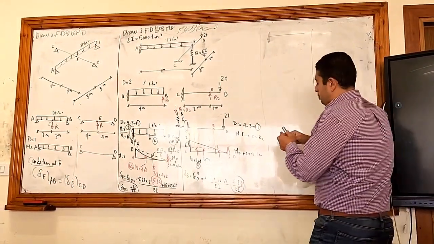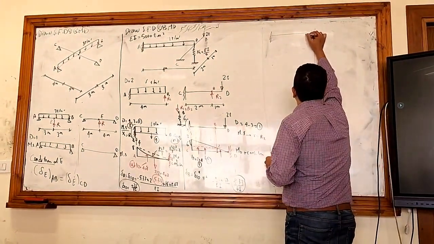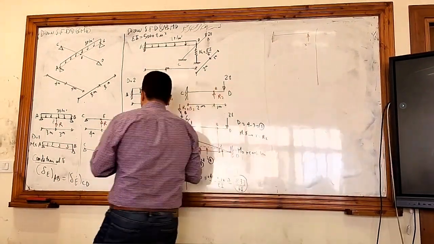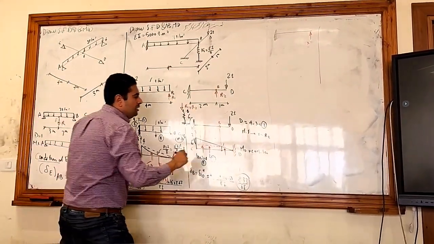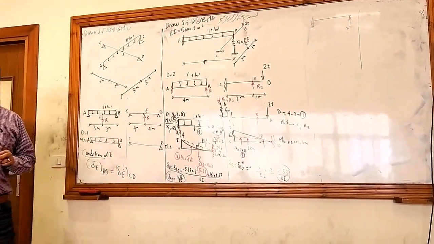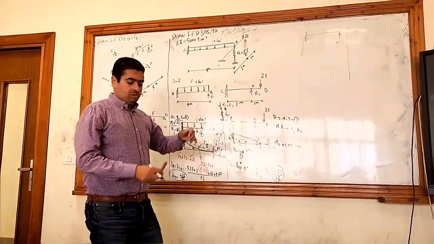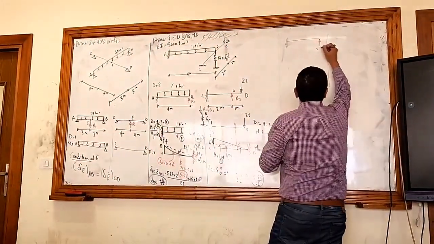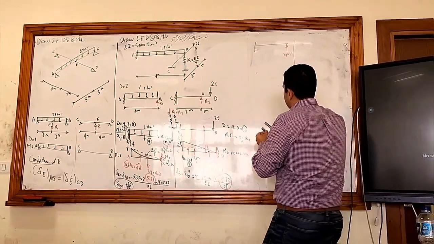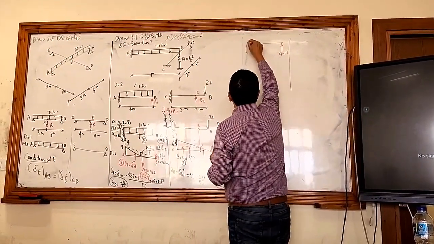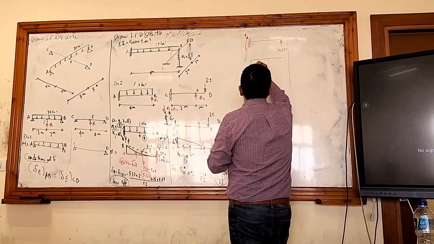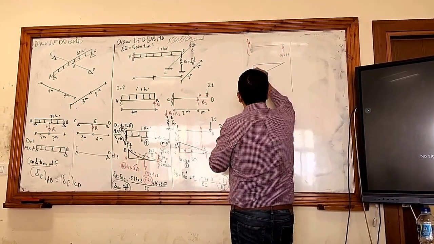So here I will put the unit load X. Let's name here X1 is R1 and here the X2 is R2. They are different. I can't call both of them X. So X1 is R1 and X2 is R2. So here X1 equal 1. And then I will draw the bending moment. The moment here is 1 times 4, which is 4. So the bending moment diagram will be 4 and 0.